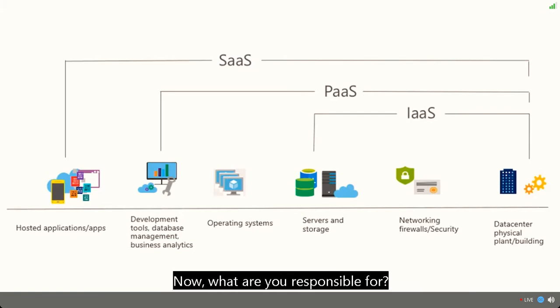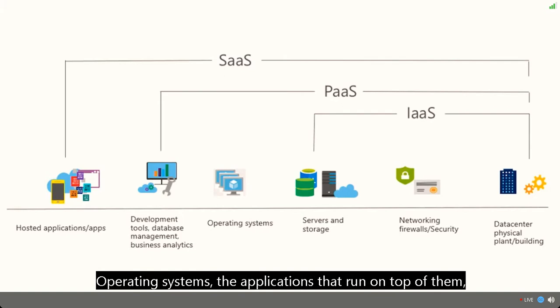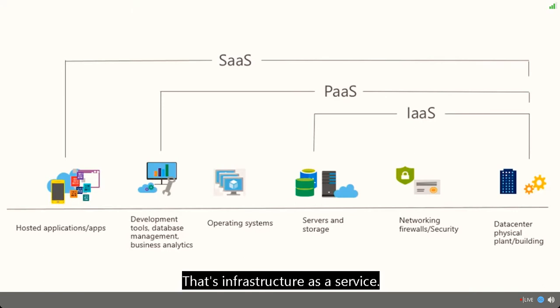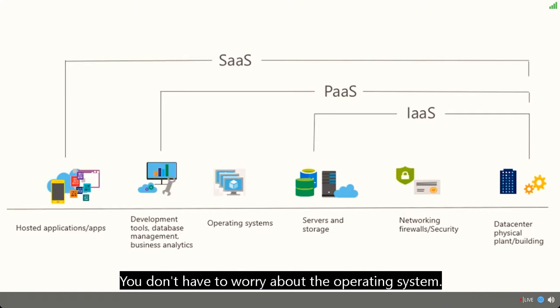Now, what are you responsible for? Operating systems, the applications that run on top of them, or the configuration and development of those applications. That's infrastructure as a service. Now, if you look at platform as a service, guess what you don't have to worry about? You don't have to worry about the operating system. There's definitely a compute resource behind those PaaS services, but you don't have to worry about it. Then you have SaaS services, where generally speaking, you just have to configure that client to work with it.